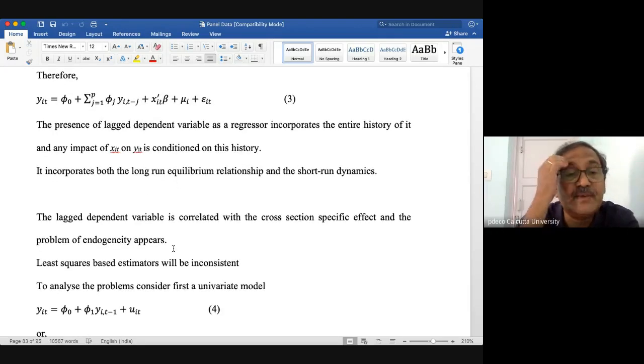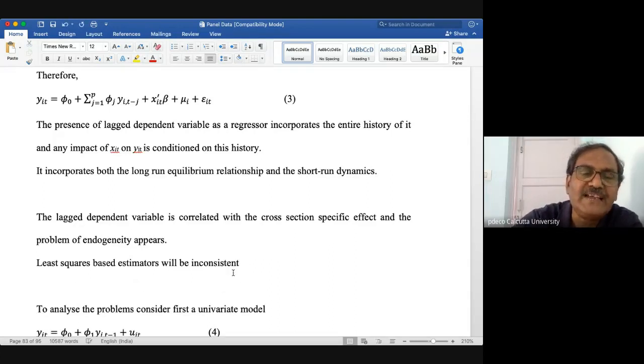So as there is a possibility of an endogeneity problem, if you apply OLS, your estimated coefficients will be biased as well as inconsistent. So this is the basic problem in any dynamic model if you try to estimate by using OLS. So if you apply OLS, your estimated results will be biased as well as inconsistent. Okay.